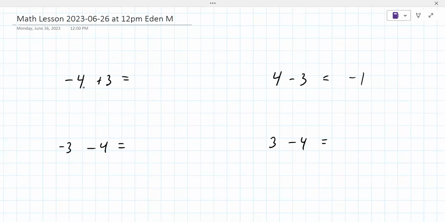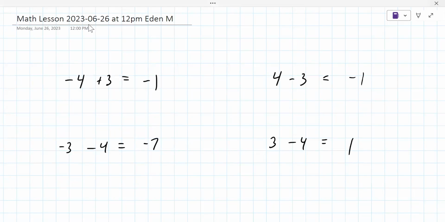That's 3 minus 4. Never mind. That's 1. And then we got -3 minus 4. That would be -7. And then we have -4 plus 3. Wouldn't that be -1 or 2? Well, I think. All right.